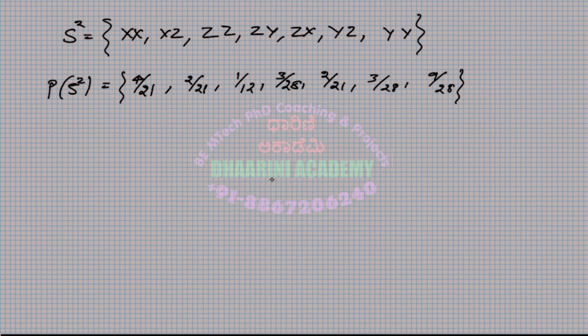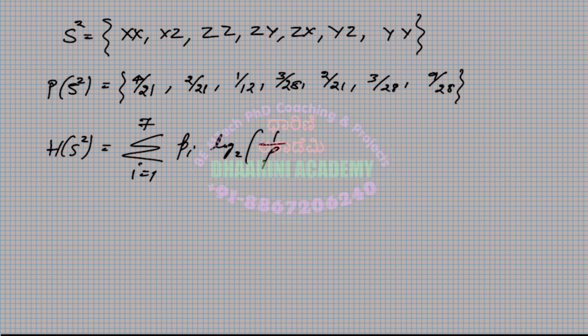Okay, so P of s squared. Now what I want, first I want to calculate H of s squared, right? How do you calculate H of s squared? It's for all the symbols. Just calculate how many symbols you have. I is equal to 1, 2, 3, 4, 5, 6, 7 symbols. For all the symbols, simply multiply P of i log to the base 2 of 1 by probability. That's all. Right, so simply calculate this.